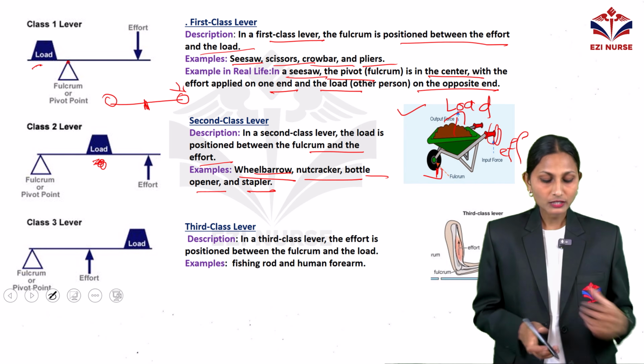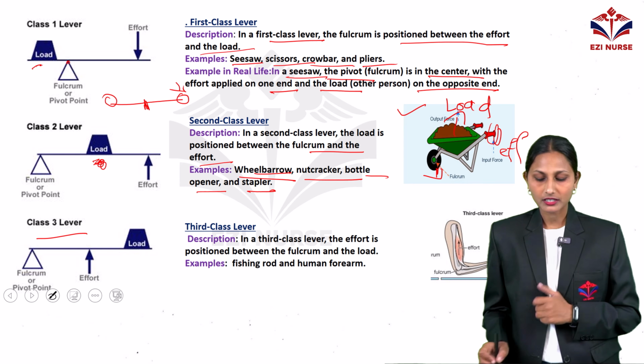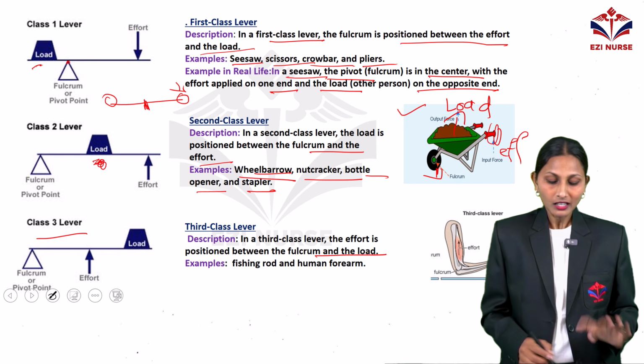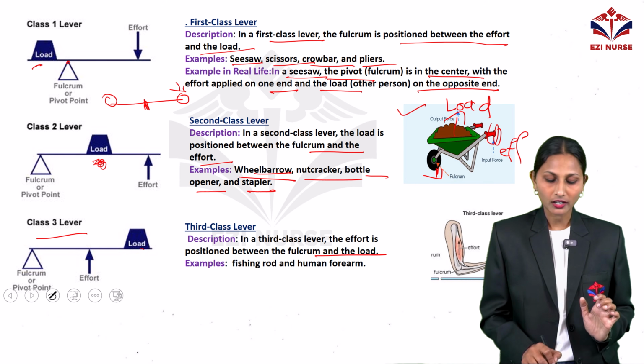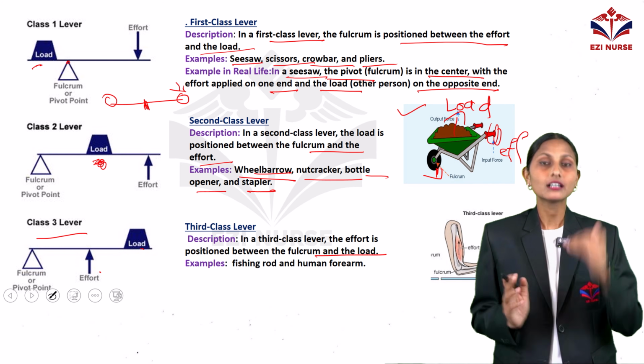Next one is a class 3 lever. So the description: in the third class lever, the effort is positioned between the fulcrum and the load. So here what will happen? Now the load is shifted to the corner and the effort will be in the center. So that is our third class lever.